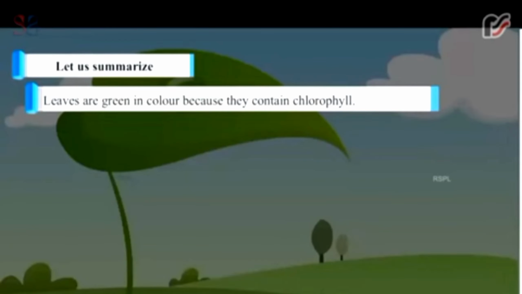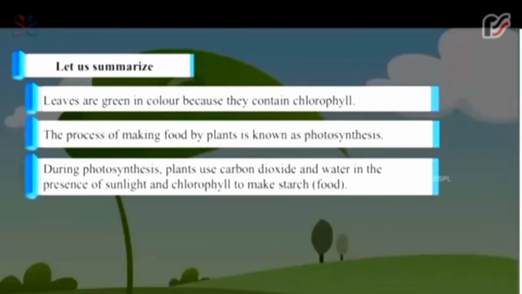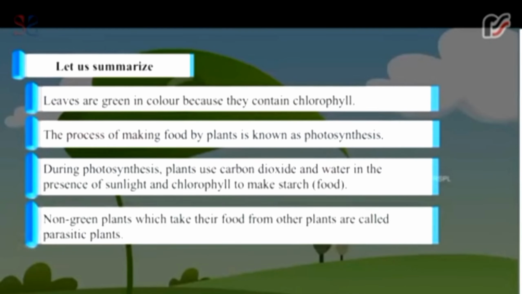Now we are talking about how plants use food. Plants use the food prepared by the leaves to get energy and for growth. Food provides energy to the plant for performing various processes. Food helps plants to grow more leaves, branches, and other parts.